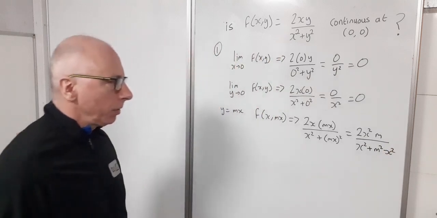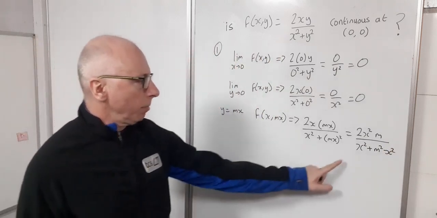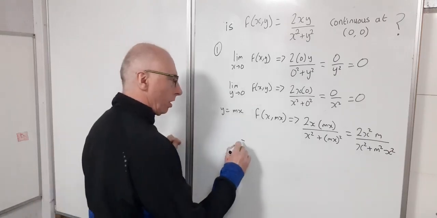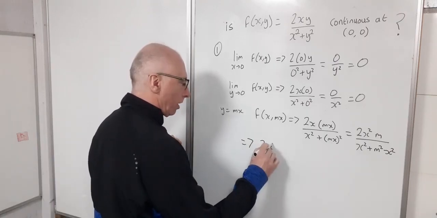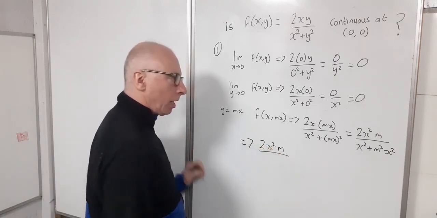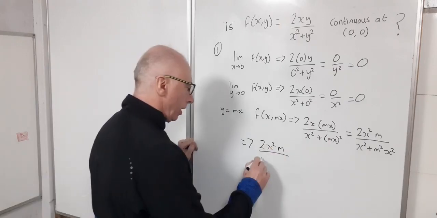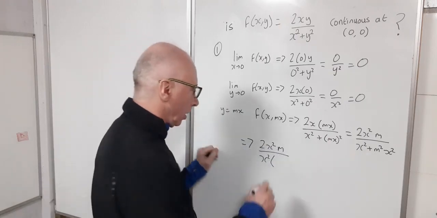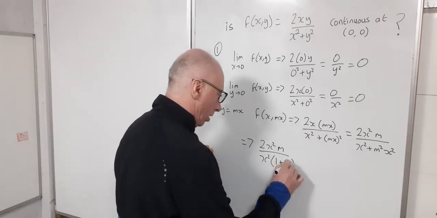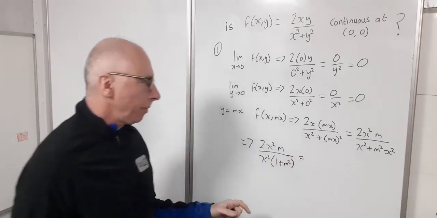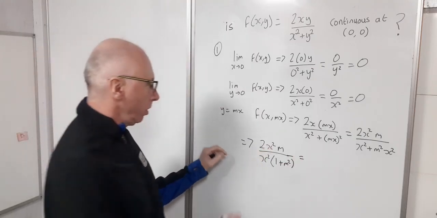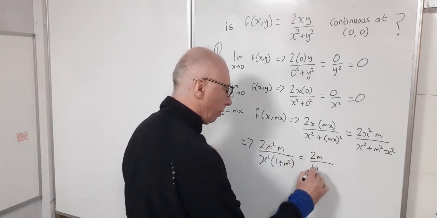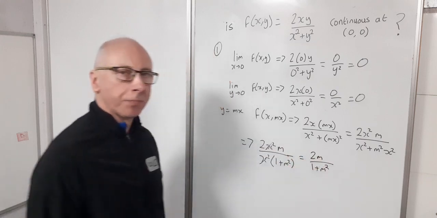2x squared m, and then my denominator x squared plus m squared x squared. Okay, now not really conclusive just yet, but let's try and factor out this denominator and see what that becomes. So now I've got 2x squared m. Now take out the x squared, then I'll have a 1 plus m squared. Okay, now x squared and x squared will cancel. So now I'm left with 2m over 1 plus m squared.